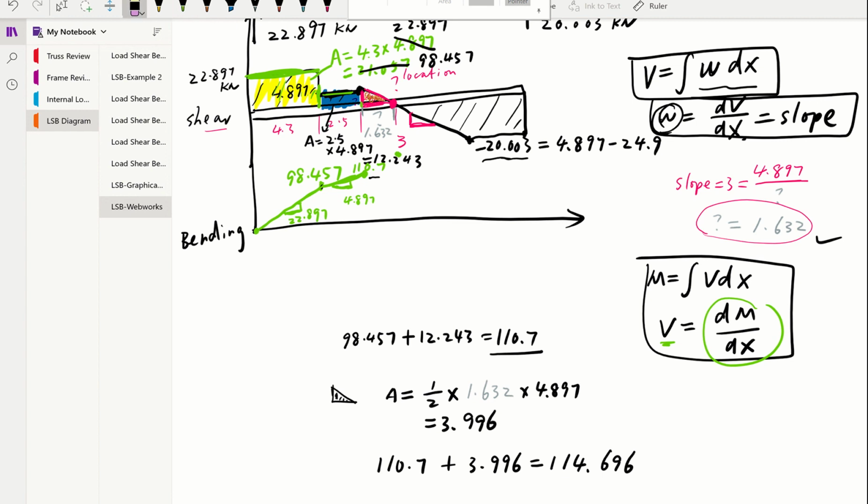I'm going to erase this. This is getting in our way. Okay, that's better. So 114.7. All right, so this value is going to give us 114.696. Now, thinking about how do we connect those two dots?